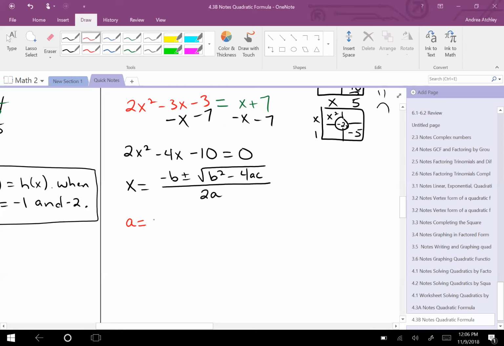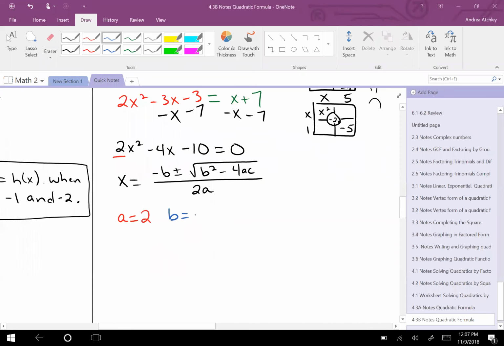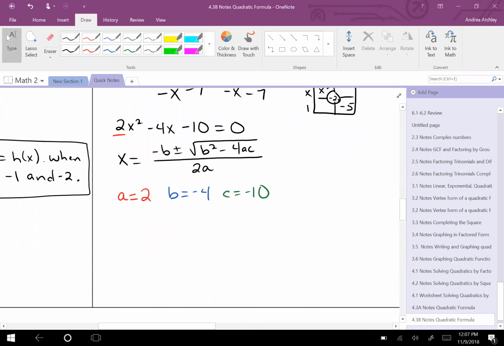The a value is 2, the b value is negative 4, and the c value is negative 10. And we plug it in. When I plug negative 4 into negative b, it becomes a positive 4.